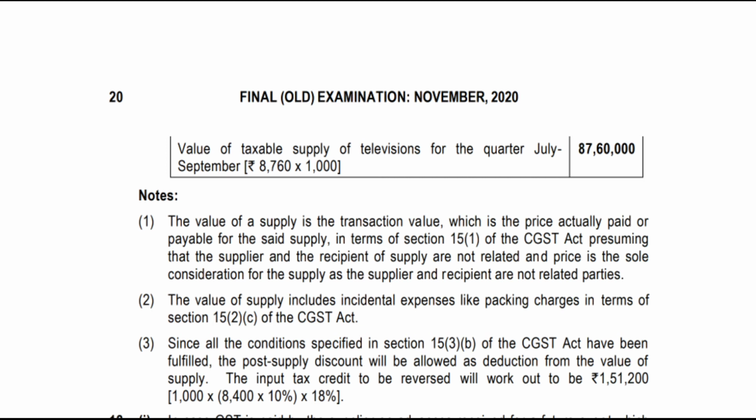So the value of taxable supply of 1 unit of television in case of the second quarter is 8760, and the value of taxable supply of television for the quarter July to September is 8760 multiplied by 1000, that is 87,60,000. So this is the answer of our question. So I hope you understand.